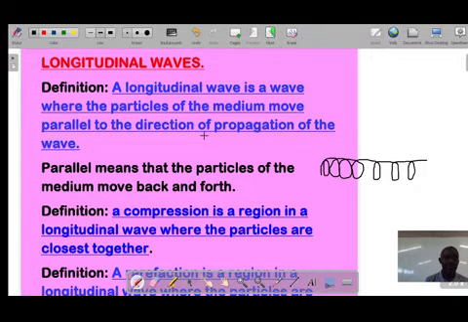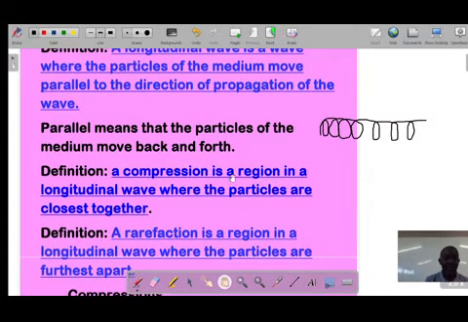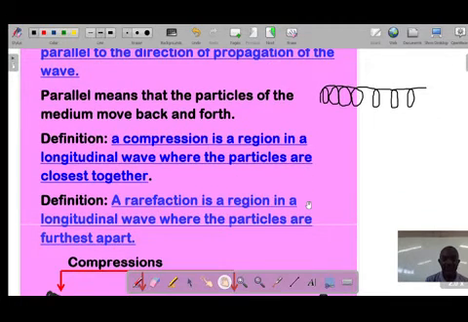Now, we have other terms in these longitudinal waves. One of them is called compression. What is a compression? A compression is a region in a longitudinal wave where the particles are closest together. Check this out. You see these first particles here, they are very close. Here they are farther from each other. This region where the particles are closest together is called a compression.